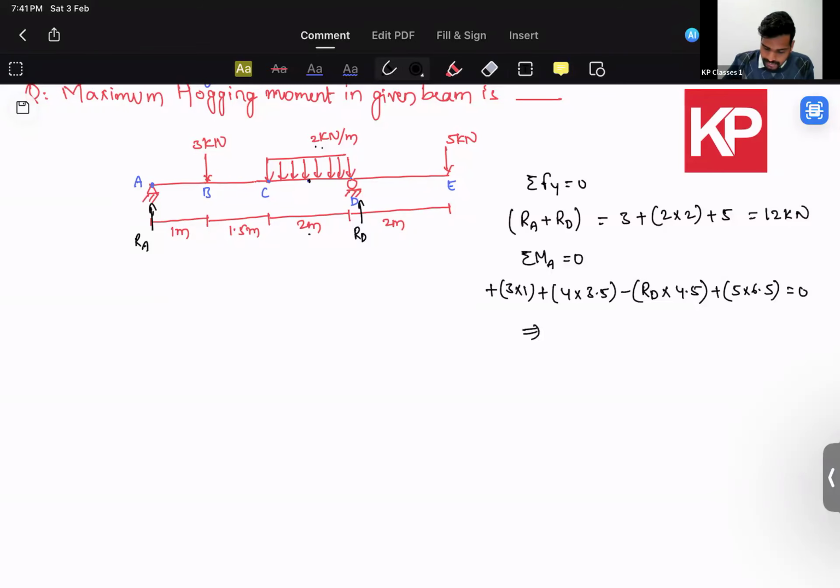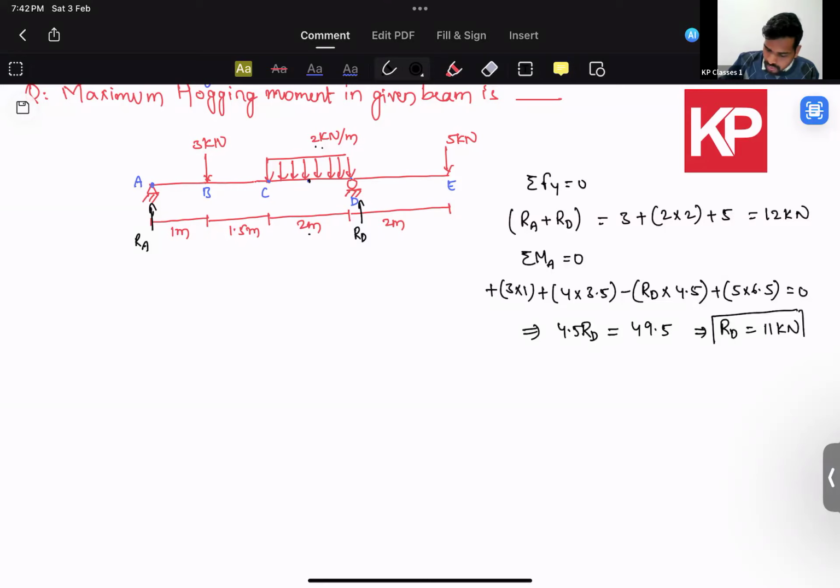Now, if I simplify this, I will get 4.5 RD is equal to the remaining part, that is 6.5 into 5, plus 3.5 into 4, plus 3. That's coming out to be 49.5. The minus and minus get cancelled, so I'm not writing that again. So this implies finally RD is equal to 49.5 divided by 4.5, which is coming out to be 11 kilonewtons. So that's the reaction at the support D. Now, if that is 11, the reaction at support A will be 1 kilonewton.